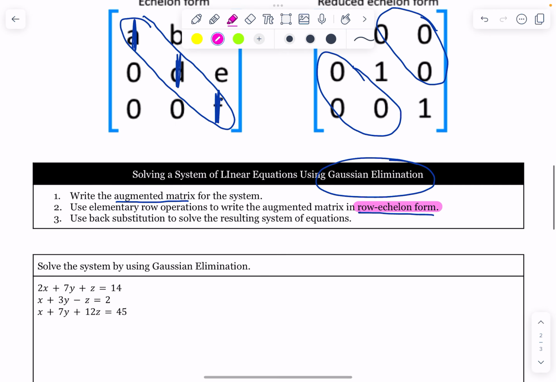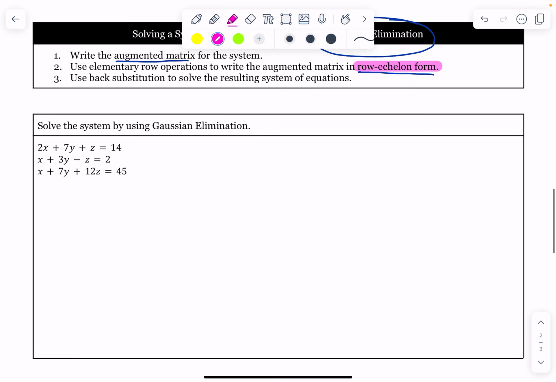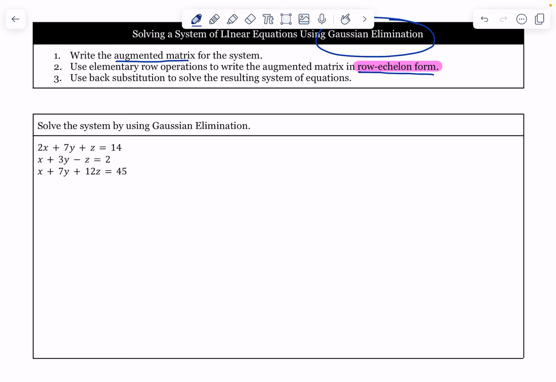So row echelon form, we need 1s in the diagonal and 0s in the bottom left corner. And then 2, use back substitution to solve the resulting system. Okay, so again, I'm going to go pretty fast with the operations. So if that is confusing to you, please ask a question. Slow me down. My last example I did the row operations slowly, but yeah, here we go.